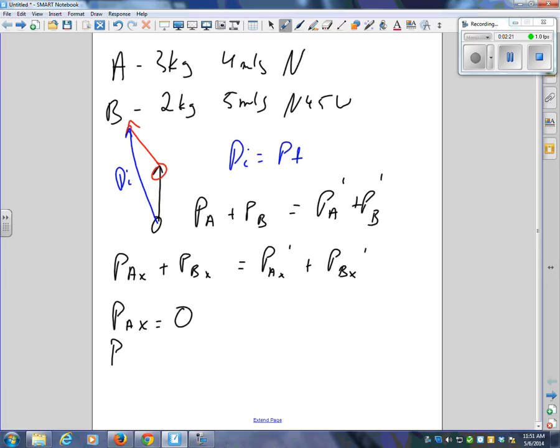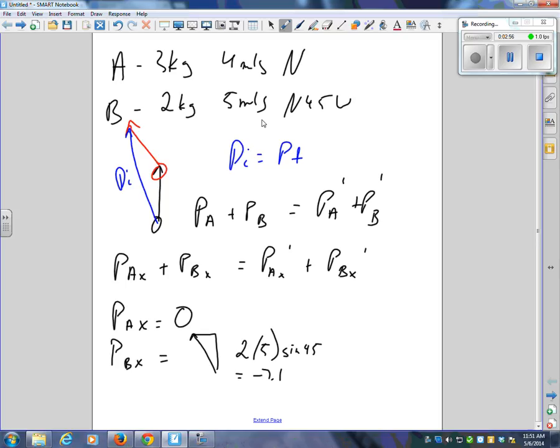And PBX is going to be, I got north 45 west. I made it 45 so that they're the same, a little bit easier. So PBX, north 45 west, is going to be minus 2 times 5, opposite, sine 45, which is minus 7.1. Is that right? I did 7.7. Okay, that's fine.